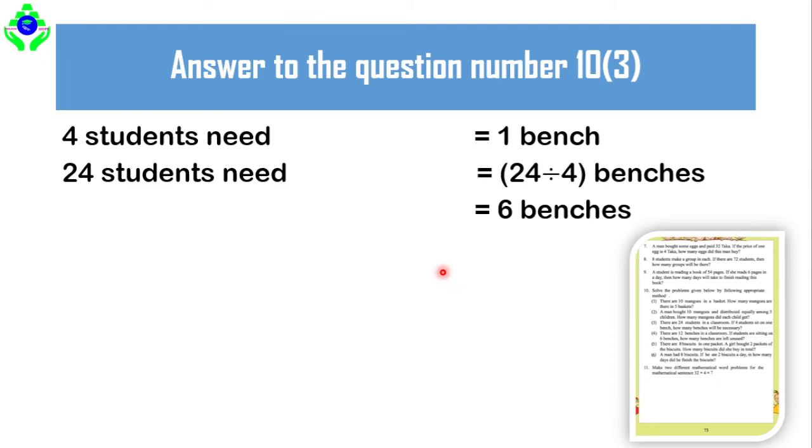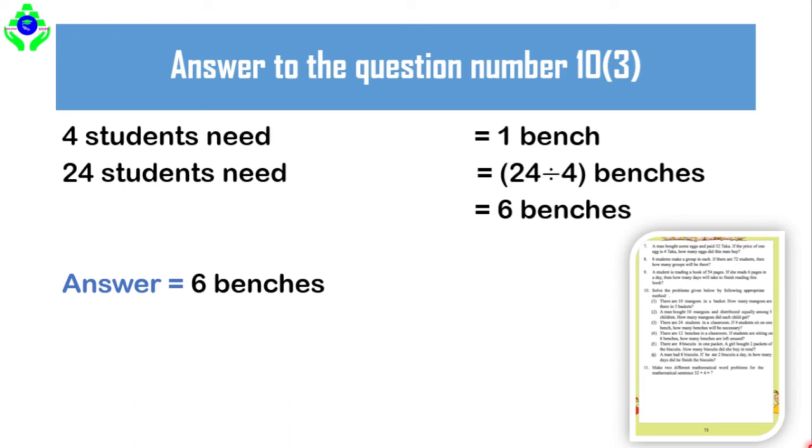Why? Because if we multiply 6 with 4, the answer will be 24. Similarly, if we divide 24 by 4, the answer will be 6. After that, you need to write an answer. So the answer to this question will be 6 benches. So it's very simple to understand. I hope you all were able to understand question number 3.